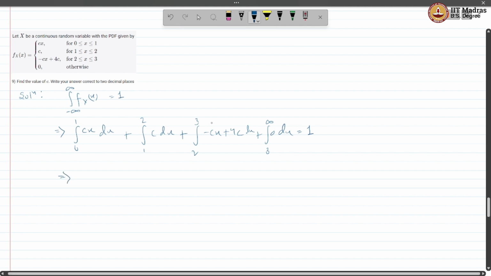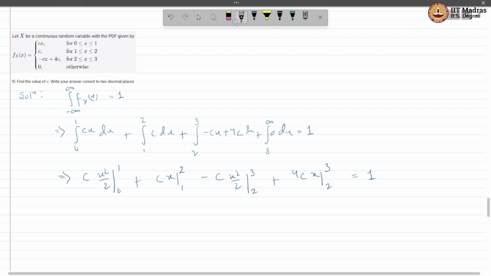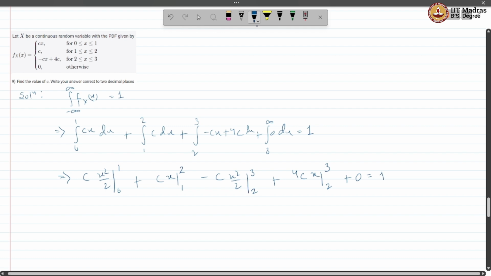For the simplification, this will be c times x square by 2, where lower limit is 0 and upper is 1, plus c times x, where lower limit is 1 and upper is 2, minus c times x square by 2, where lower limit is 2 and upper is 3, plus 4c times x, where lower limit is 2 and upper is 3, plus 0. This all is equal to 1.